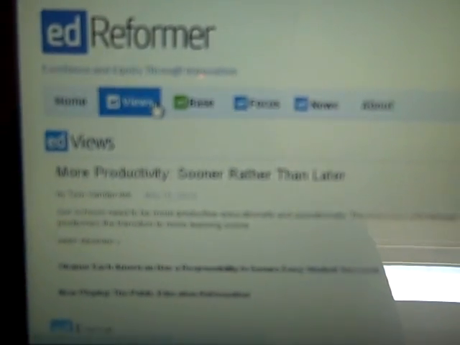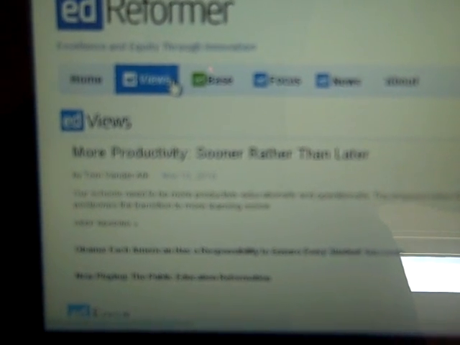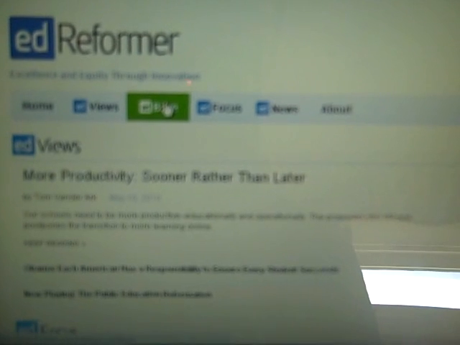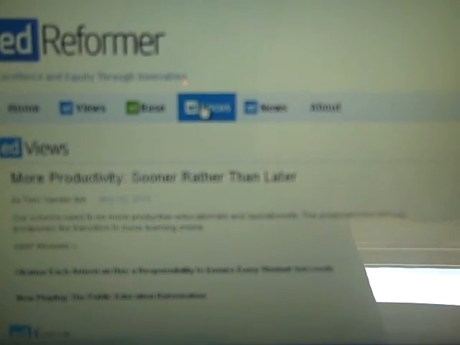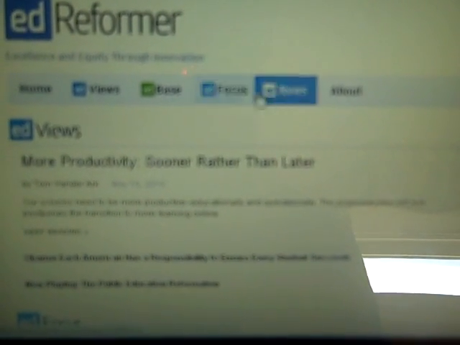It goes from EdViews, which is basically blogging topics. It goes to EdBase, which is a wiki-style software that I'm going to talk about soon. It goes to EdFocus, which talks about online learning, and it goes to EdNews, which is basically the straight-up news that's happening in the sector. Our About page is pretty self-explanatory.